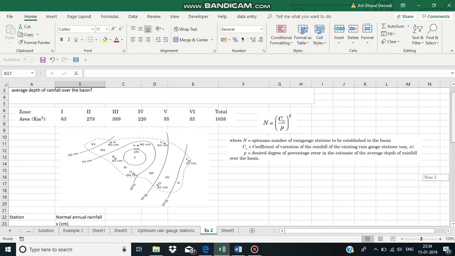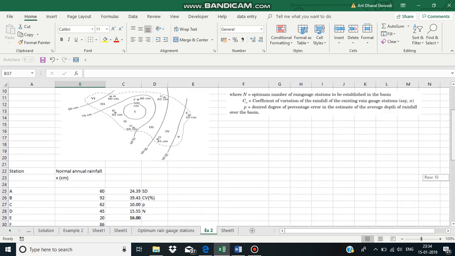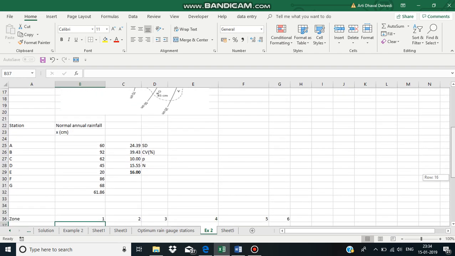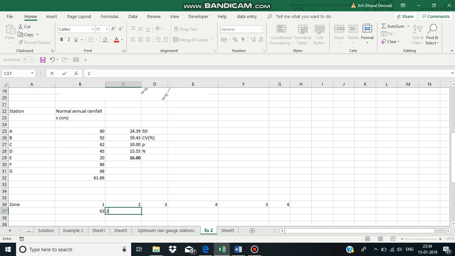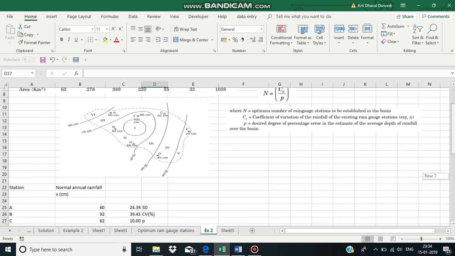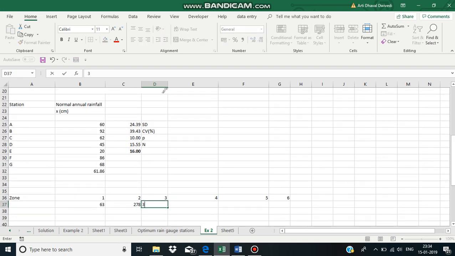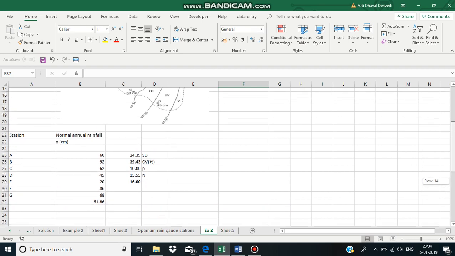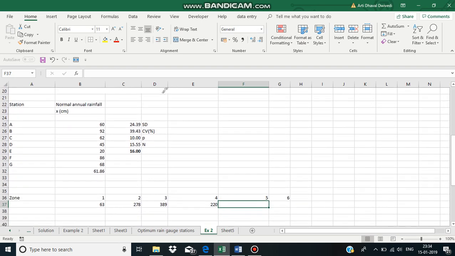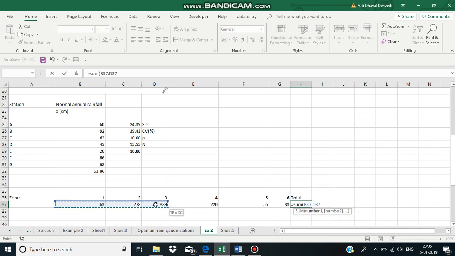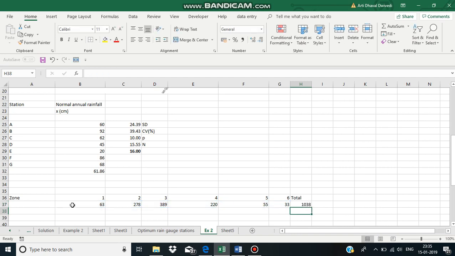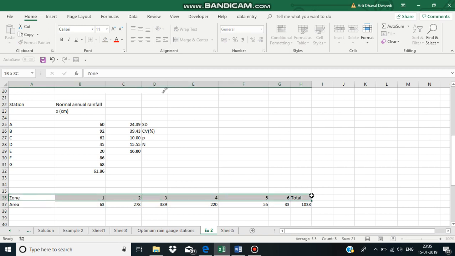Now the area of each zone, I'll write it down: 63, 278, 389, 220, 55, and 33. So the total is equal to the sum of all these values. This is the area, this is the zone.